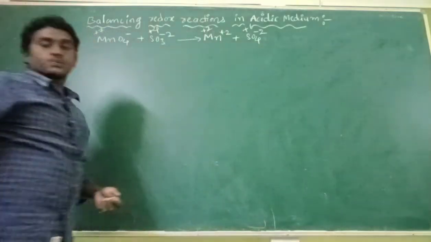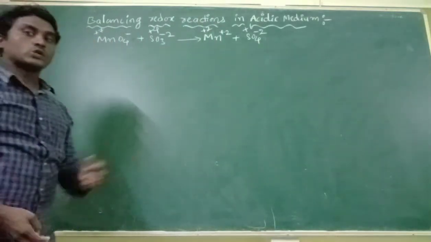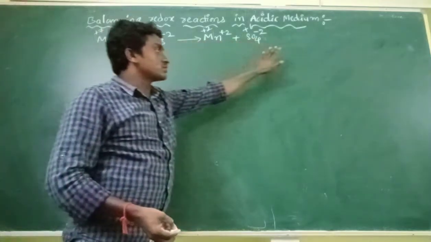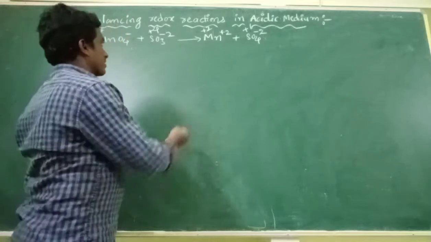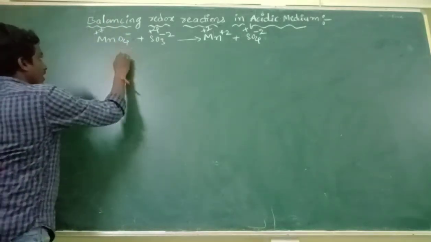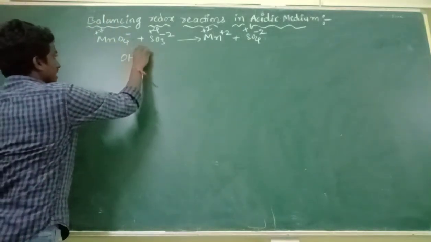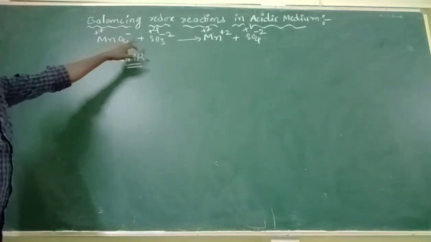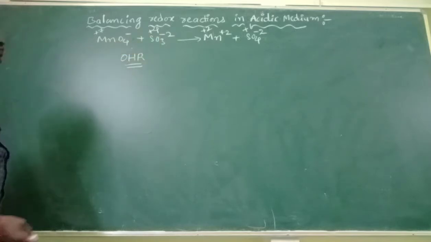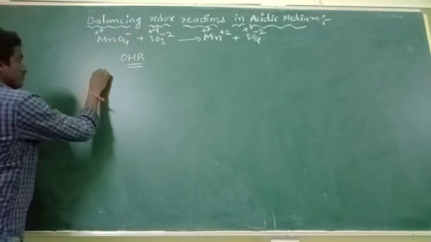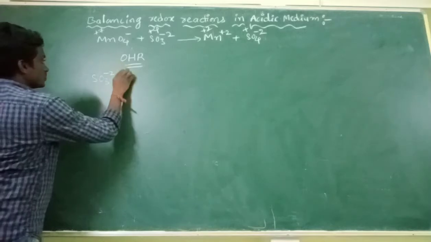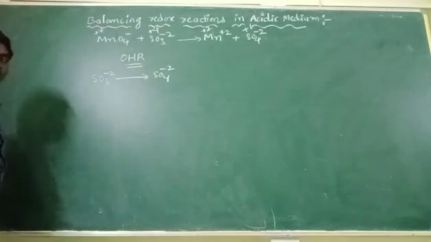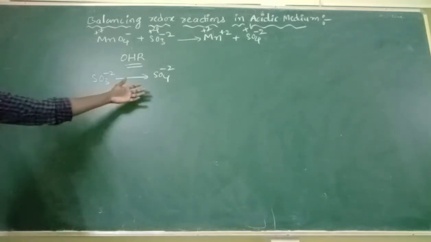We have to split the reaction as two half-cell reactions. One is the oxidation half-cell reaction, the other one is the reduction half-cell reaction. First one is the oxidation half-cell reaction. What is the oxidation reaction? SO3 -2 gives rise to SO4 -2. This is the oxidation reaction.